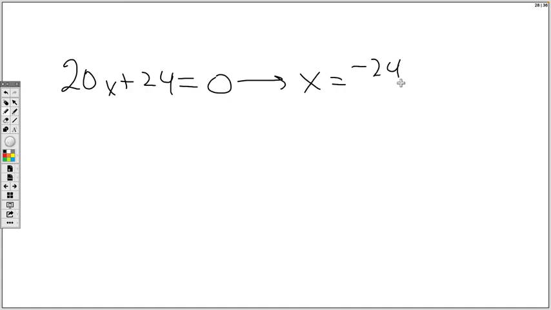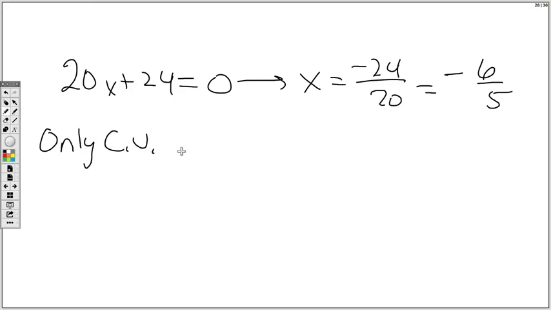So subtract off the 24, divide by the 20, simplify that down, you get minus 6/5. Okay. Now, once again, this is the only critical value. Right. So we have an unbounded domain. We can't use what we learned last week. So we're going to have to rely on the lone critical value property.